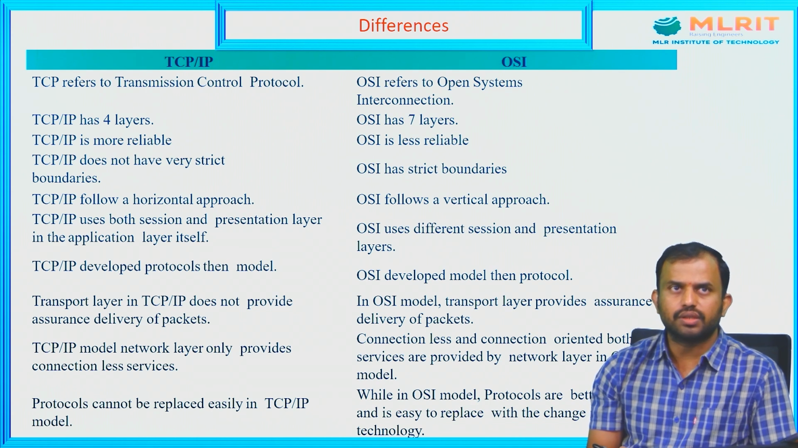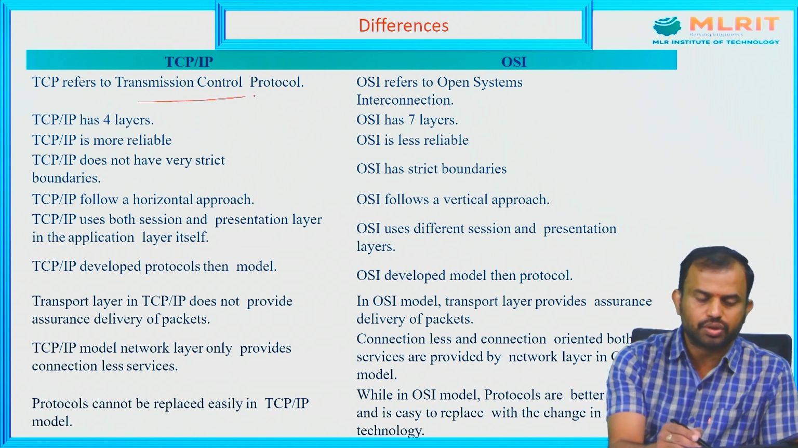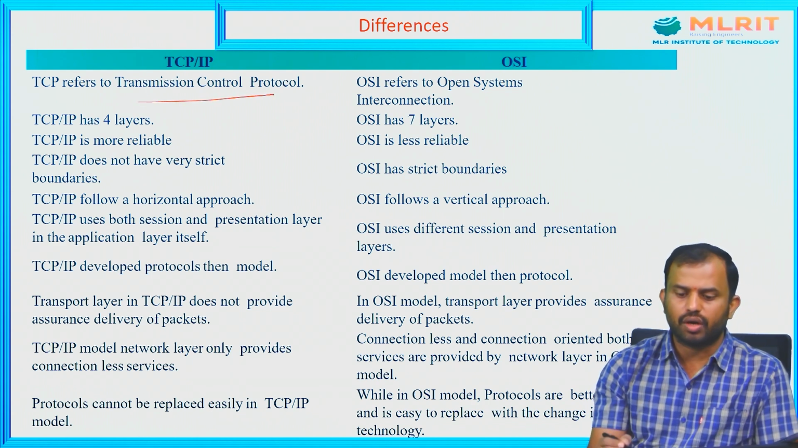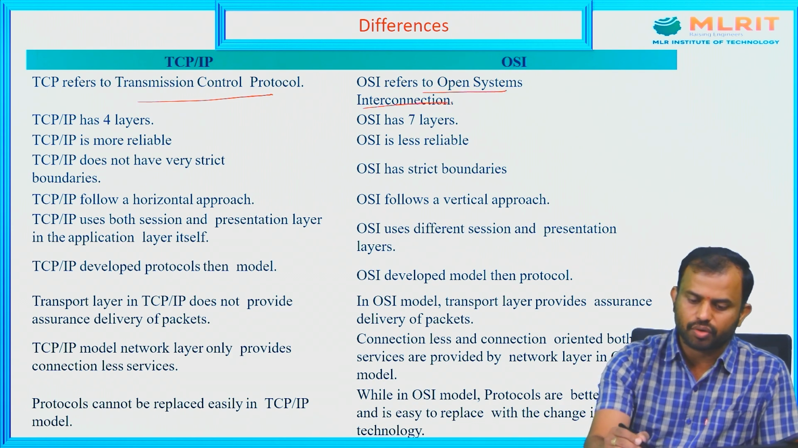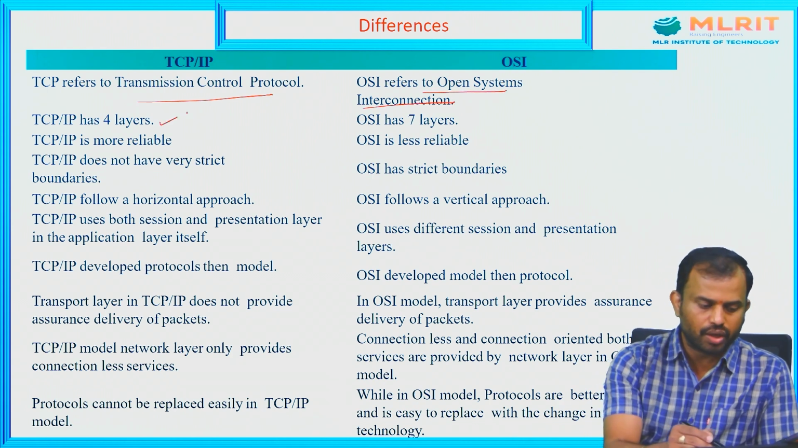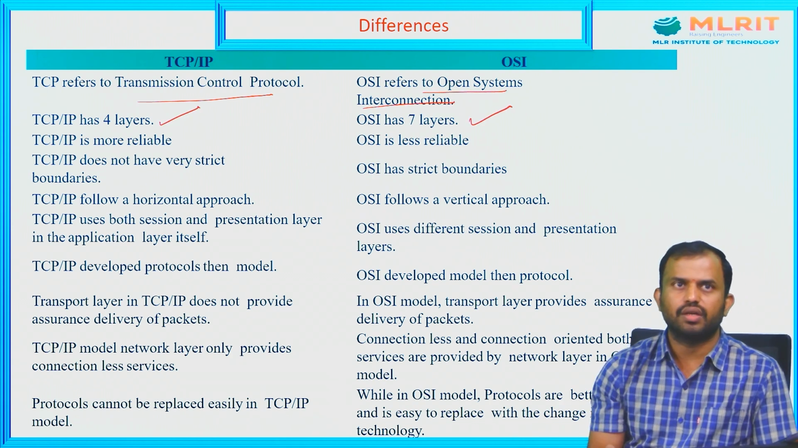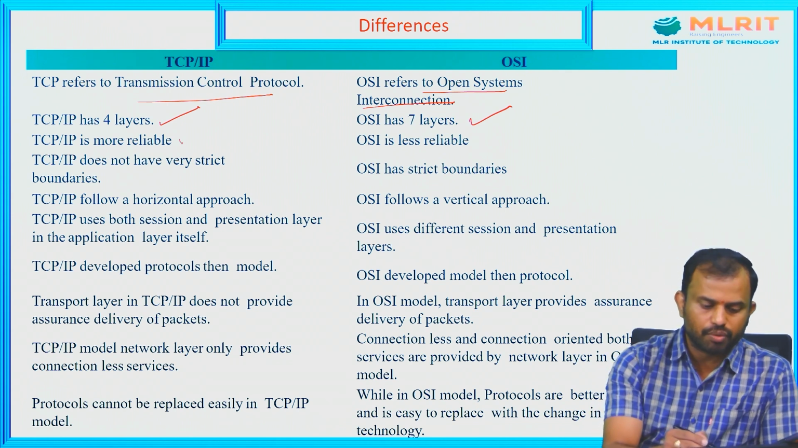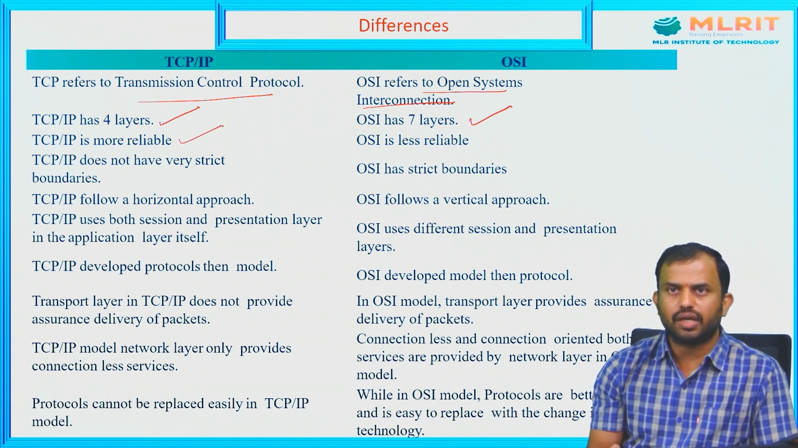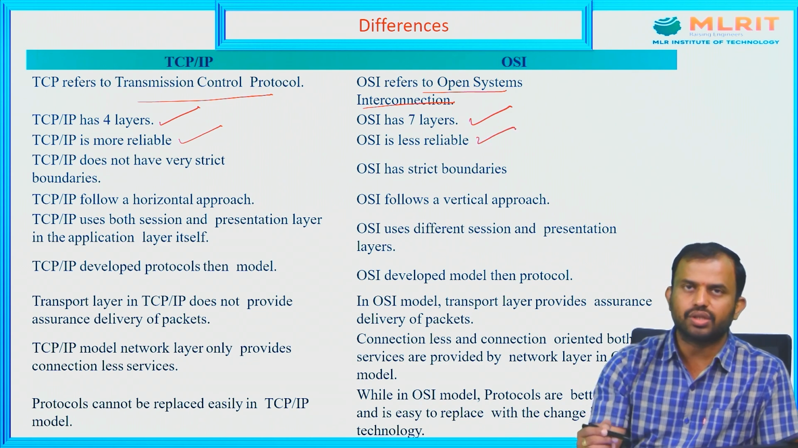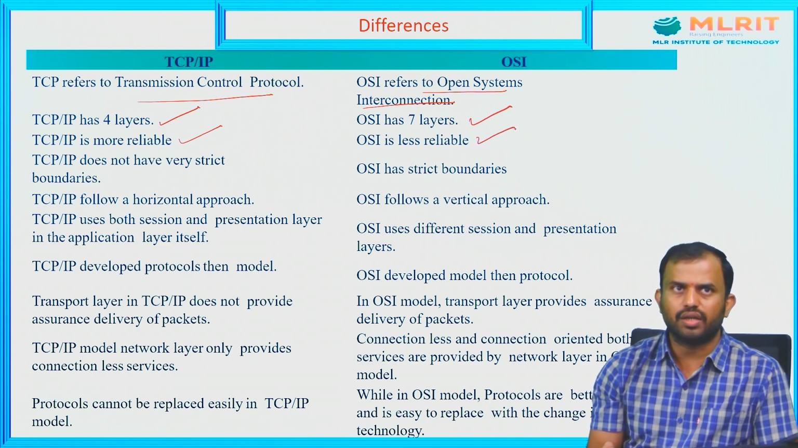As we discussed earlier, TCP is the Transmission Control Protocol, and OSI is the Open System Interconnection model. Here we have 4 layers, and there we have 7 layers. TCP/IP is more reliable because a physical cable is required, whereas the other is a connectionless communication, which should be less reliable.